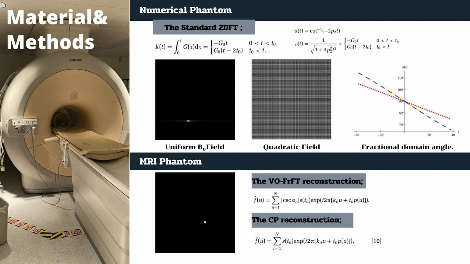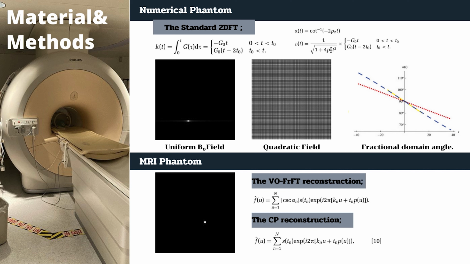Next, the numerical phantom. Using MATLAB to simulate the MR signal for 2D values, the design was based on a reference phantom with the same dimensions, featuring a 256 by 256 matrix, FOV of 25.6 by 25.6 cm, TE of 56 milliseconds, and a readout time of 28 milliseconds. Two similar signals were generated, one with uniform B0 and another one with a quadratic field. Reconstruction techniques include standard FT, inverse FRFT, inverse VOFRFT, and CP technique.